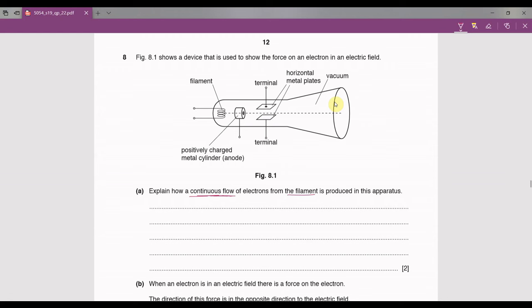Well, we have studied this, and it's just 2 points. Heat in the filament will cause thermionic emission.